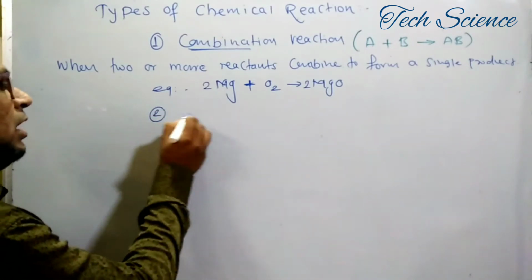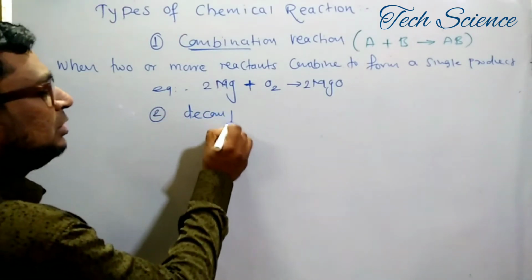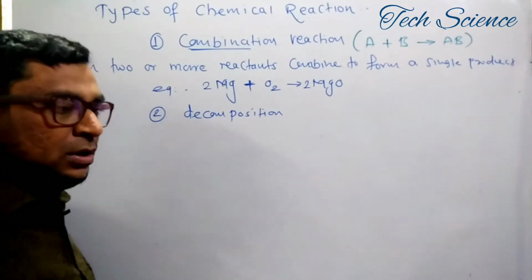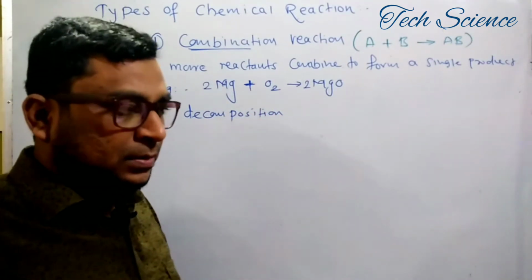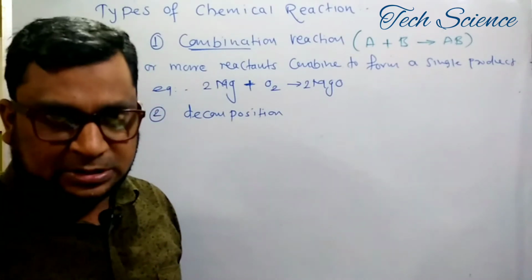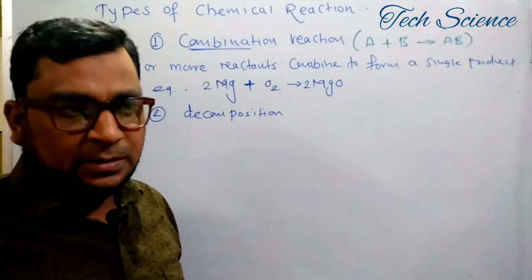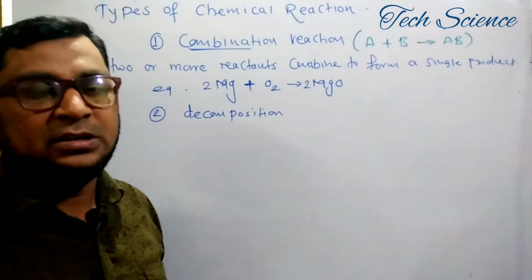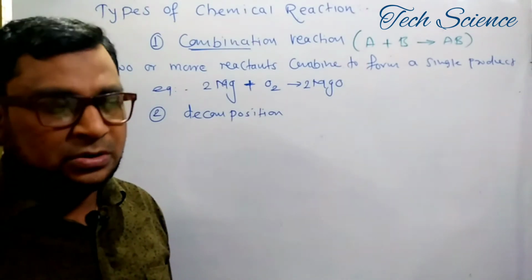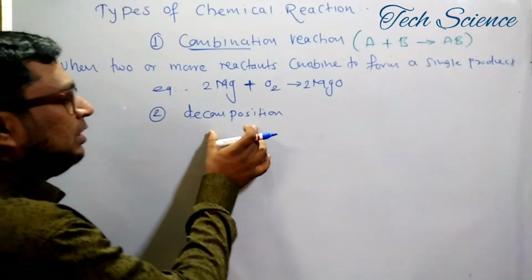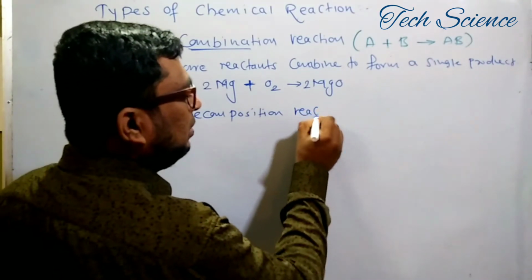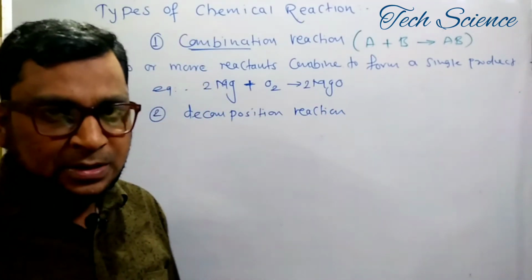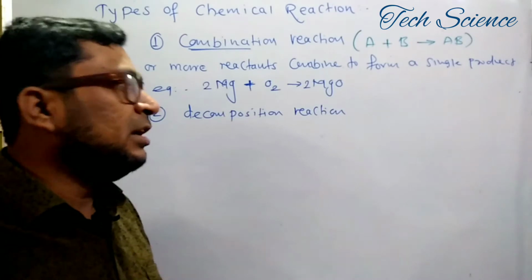Opposite to combination, we have the second reaction, called decomposition reaction. We use the word decomposed: bacteria decompose the dead products, the residue of animals and plants after their death. We have heard such sentences in science, in biology. From that word we have decomposition. Decompose means breaking of a complex substance into simple ones.